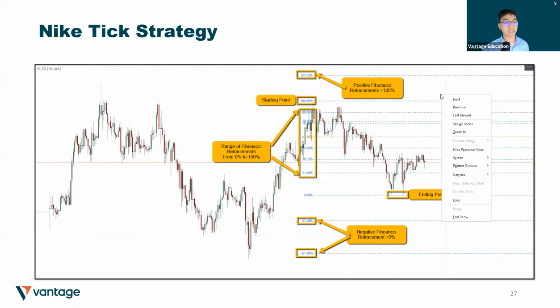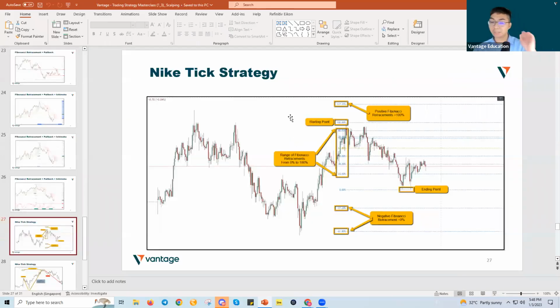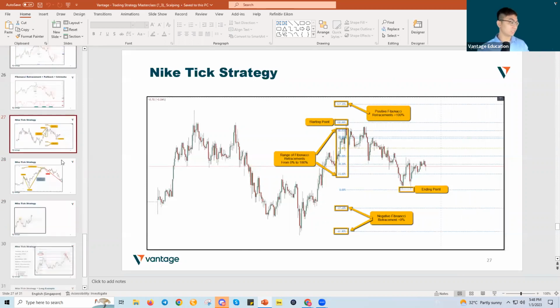So this Nike tick strategy, I'll just put it back first. I'll just not present it because I see most of you guys are beginner traders and it might confuse you guys.